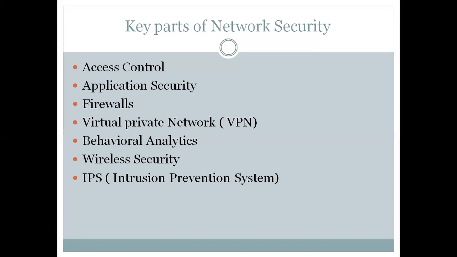The last one is IPS, intrusion prevention system. These systems scan network traffic to identify and block attacks, often by correlating network activity signatures with databases of known attack techniques. So these are some ways of implementing network security.